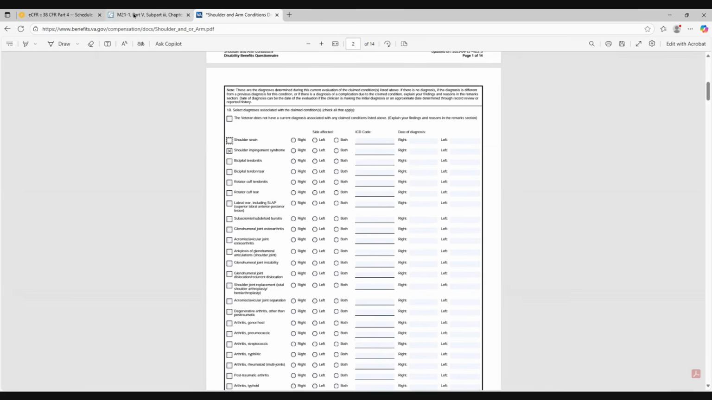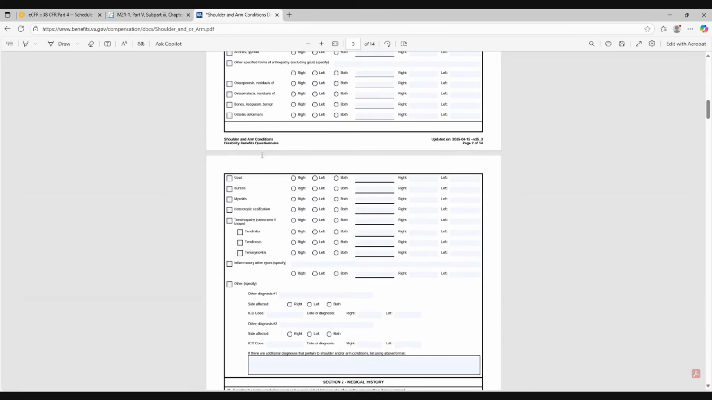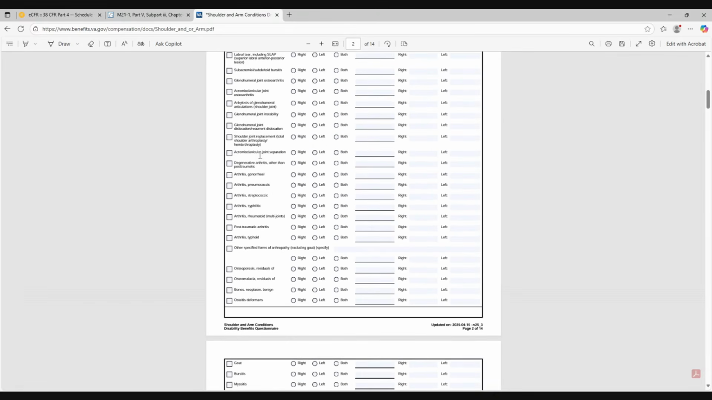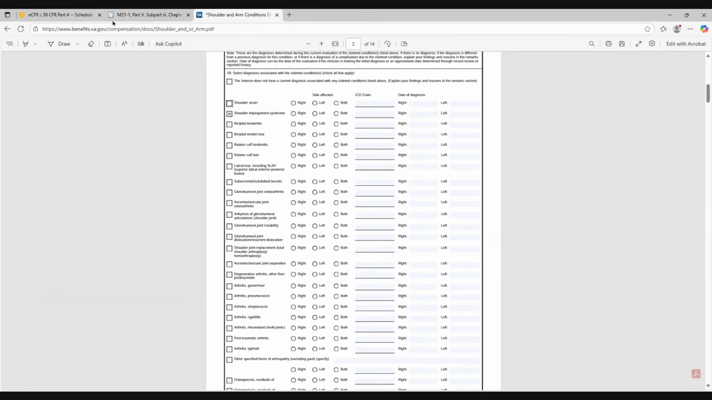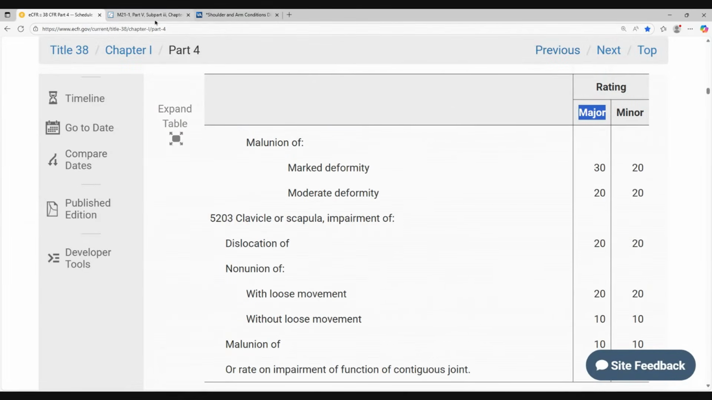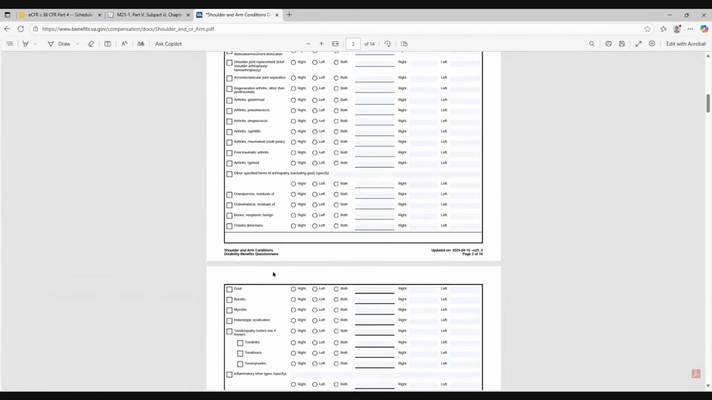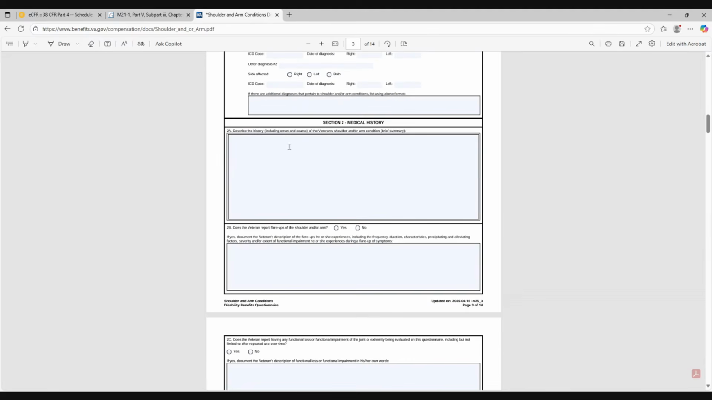Rotator cuff tears, obviously. Now, if we come down here to the humeral head, and I'm going to try to find it. So we're also looking for the other conditions, so the impairment of the humerus and/or clavicle. So what you'll probably see is this will be written down here in the other section for the clavicle and the humerus.